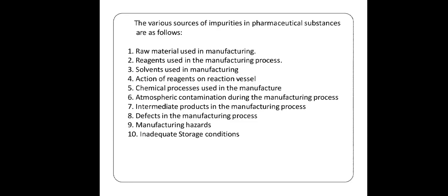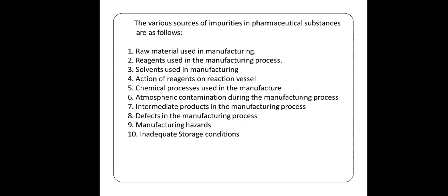Then the fifth one is chemical processes used in manufacturing. So for the synthesis of a drug, many chemical reactions such as nitration, halogenation, oxidation, reduction, and hydrolysis are involved. So in this chemical process, different chemicals are used.